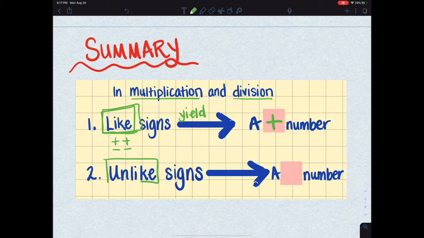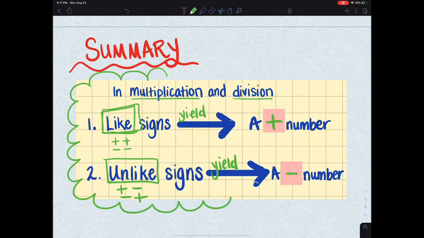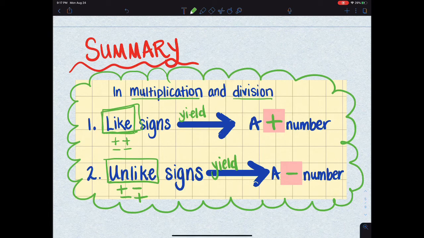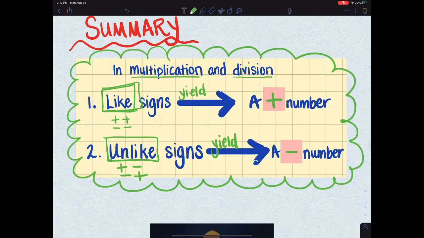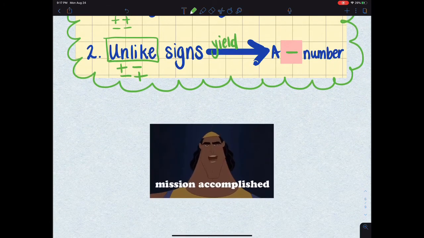Unlike signs, so that means you have a positive paired with a negative or a negative paired with a positive. If you're multiplying or dividing those, it's going to yield a negative number. So a positive times a negative is a negative, or a positive divided by a negative is a negative. This is basically the final rule that you need to commit to memory. If you don't want to memorize all of the other ones, then I would just spend a little bit of time memorizing this, because that is something you need to know. Okay, that's the end of the lesson.